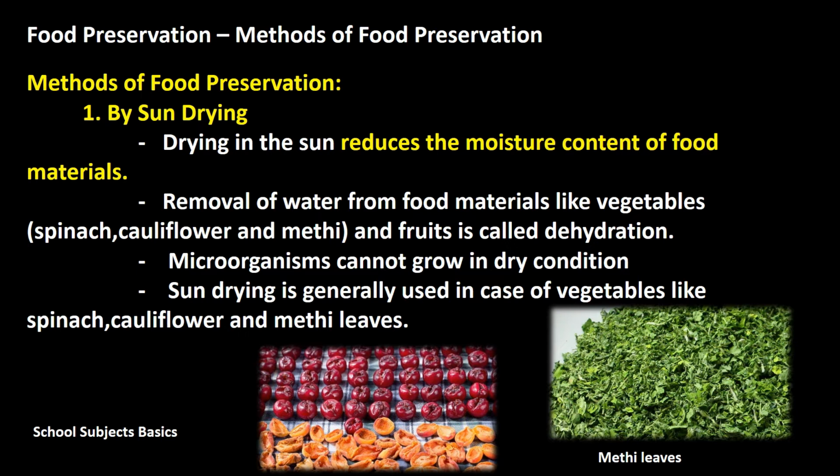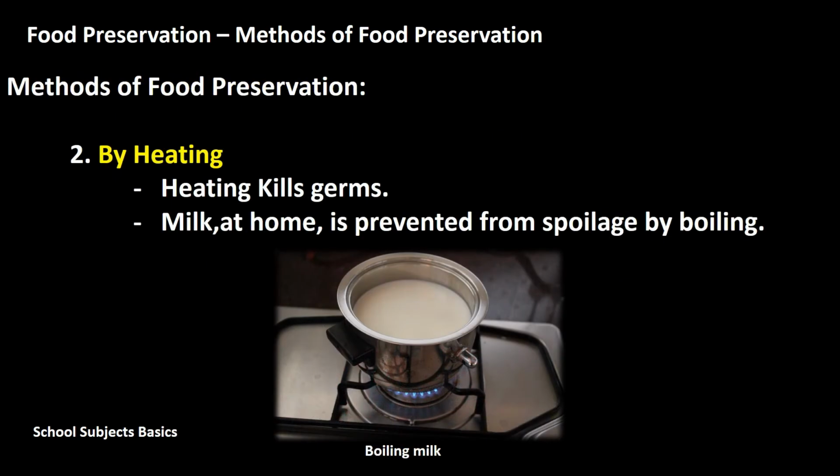Next, how to preserve food by heating. By heating anything, we can kill the germs. For example, milk at home is preserved by boiling. In this way, we can prevent the germs.